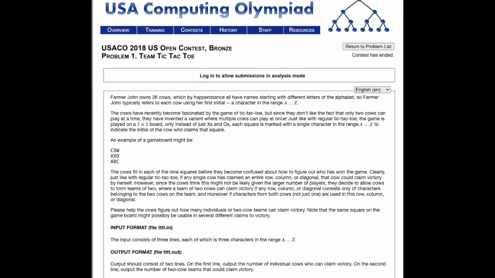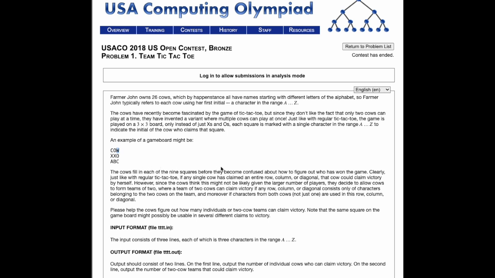What this means is we have a tic-tac-toe board, but instead of the conventional X's and O's, there are 26 cows and all of them are playing. Each of the 26 cows has an ID, from A to Z. In this example, you can see that cow C has claimed this spot, cow O has claimed this spot, cow W has claimed this spot, and so on.